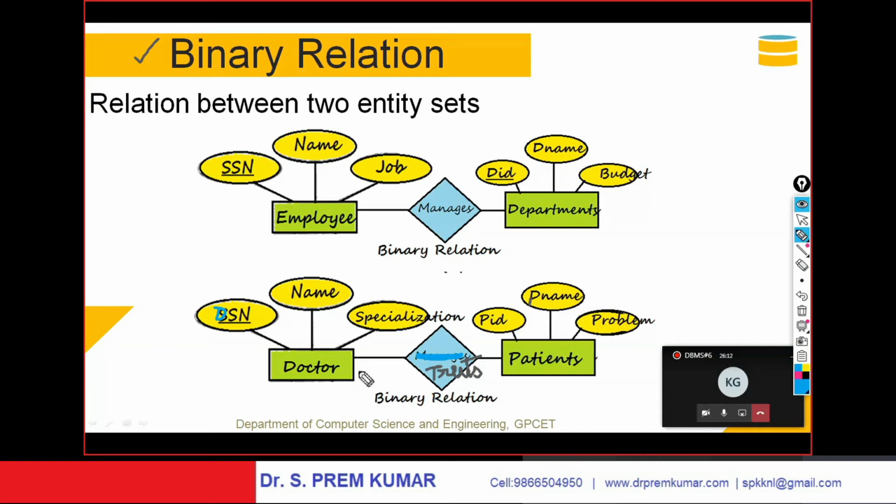Doctors and patients are related. In what way are they related? The doctor is treating the patient. Doctor treats patients. This is the relationship set. This is called a binary relation.